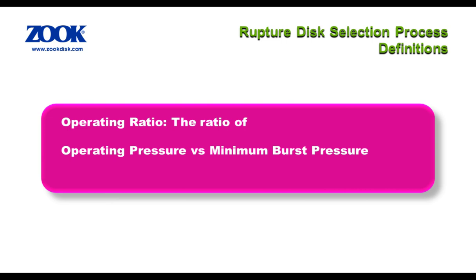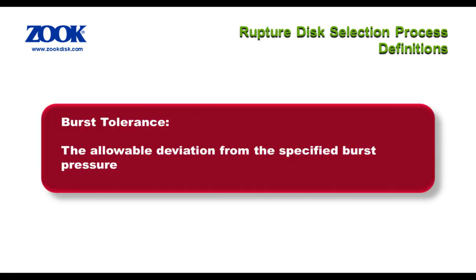Now considering operating ratio. We just talked about the importance of knowing the operating pressure range for the process so that we can choose the right disc design. Different discs have different ability to withstand high operating pressures. The operating ratio is a measure of how close the operating pressure is allowed to be in relation to the burst pressure. The higher the disc operating ratio, the better that disc design will be able to tolerate a high operating pressure.